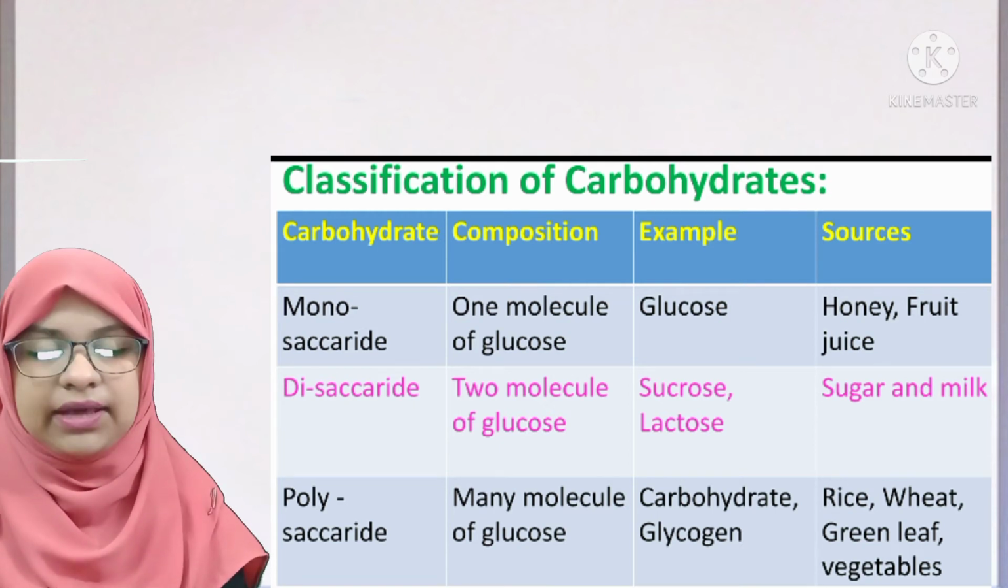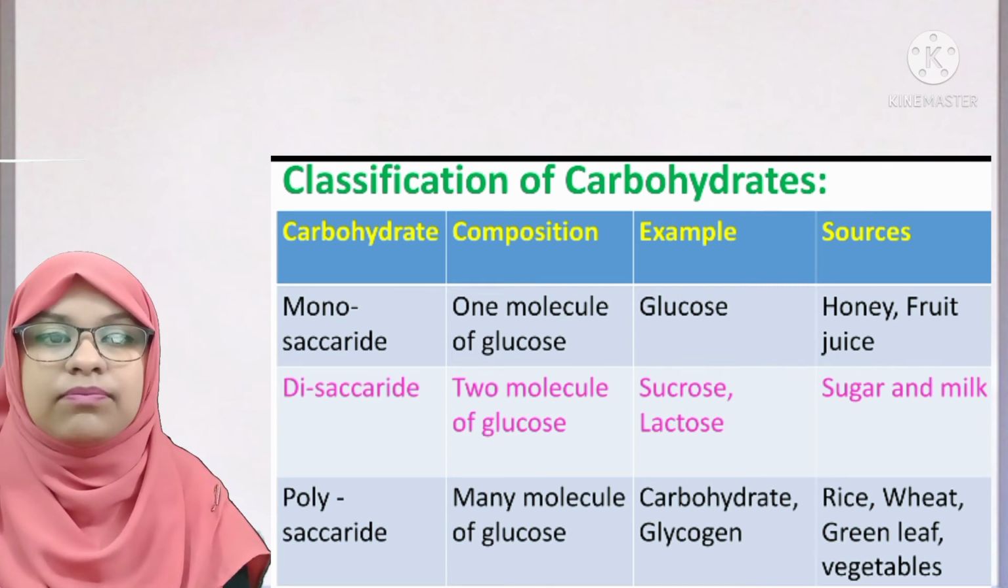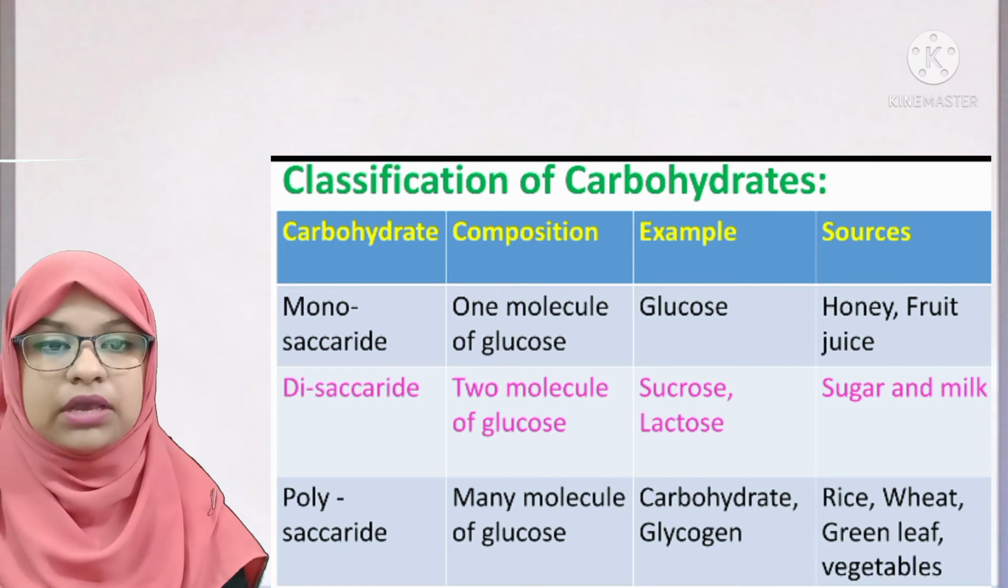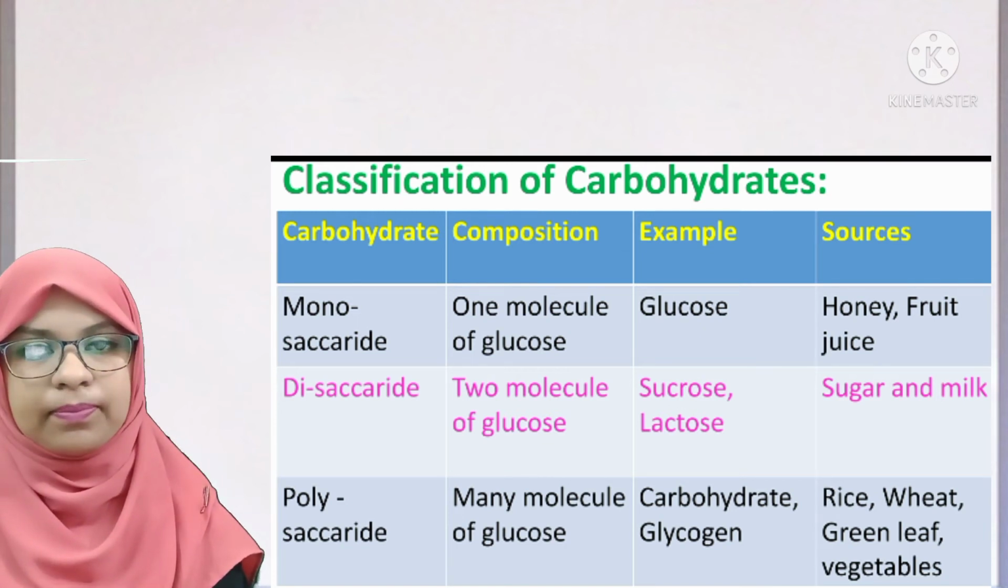Second one is disaccharide. Disaccharide is composed of 2 molecules of glucose. The examples of disaccharide are sucrose, lactose, etc. And we can get disaccharide from sugar and milk.